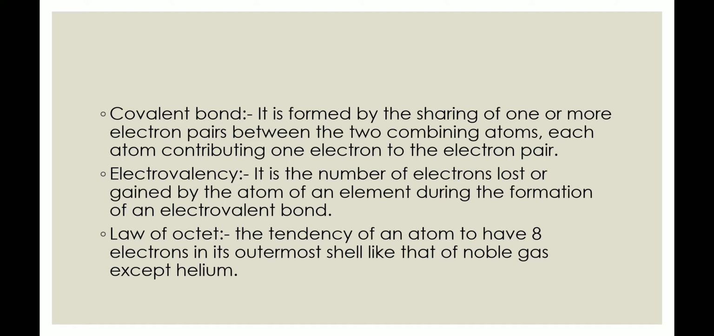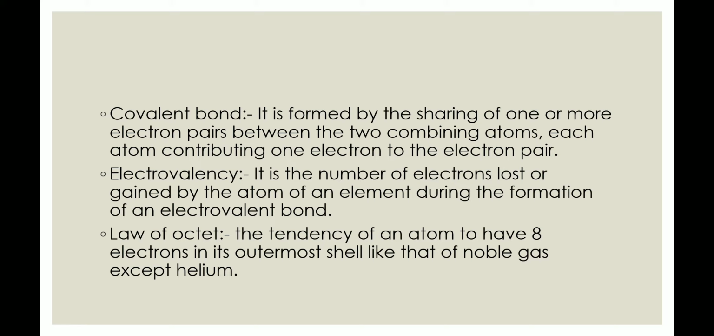What is electrovalency? It is the number of electrons lost or gained by the atom of an element during the formation of an electrovalent compound or an electrovalent bond. What is law of octet? Octet implies 8.